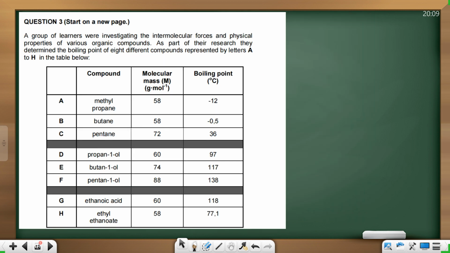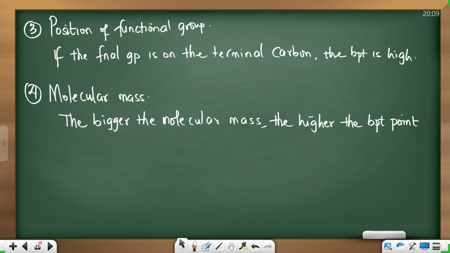All right, a group of learners were investigating the position of the functional group. If the functional group is on the terminal, that is carbon 1, then the boiling point is high, simply because the functional group is exposed. That's the answer.